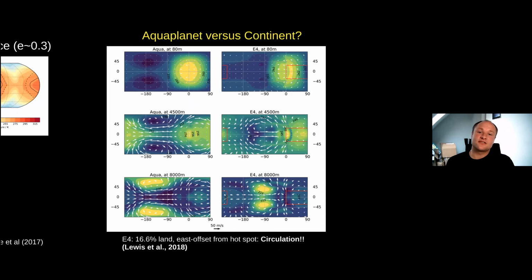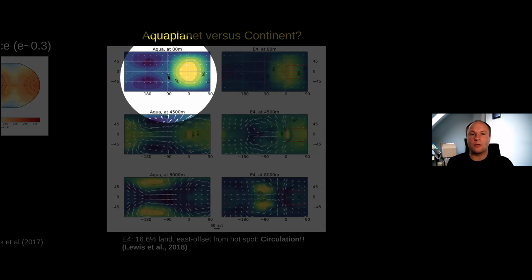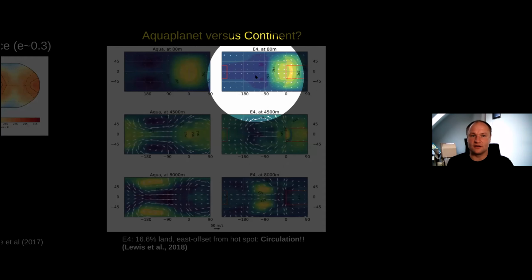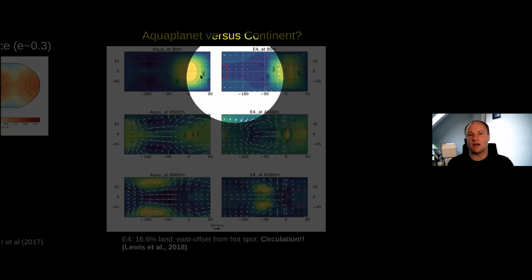So we also did a study where, after we realized that the entire hydrological cycle is constrained to this hotspot, this substellar point, we did the same simulation, but we changed what was under the hotspot. So these are just plots of an aquaplanet here, and then with a continent put underneath the hotspot, and they show you the wind and the temperature at different levels. This is the surface, or very close to the surface.